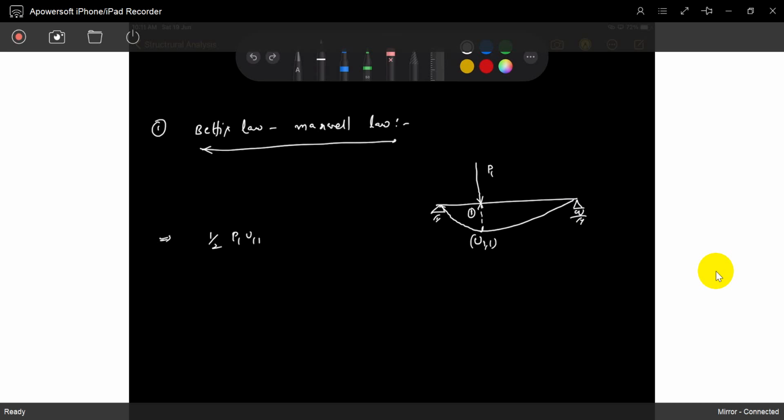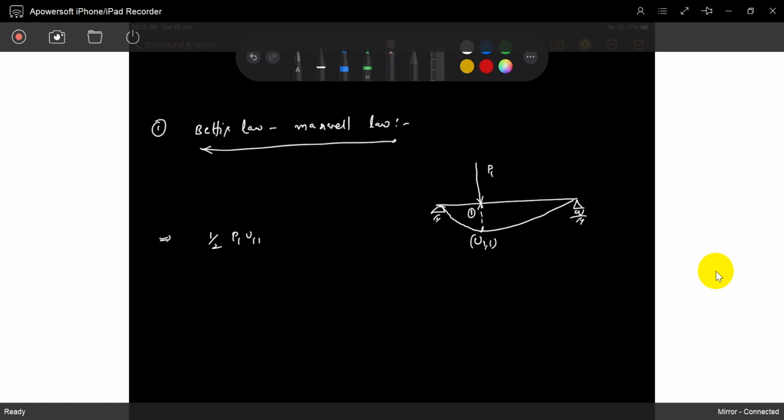Force multiplied with displacement, but why the half? We already discussed that everything is a gradual increase. Every force we take as a gradual application of the load, increasing gradually. That is the work done.